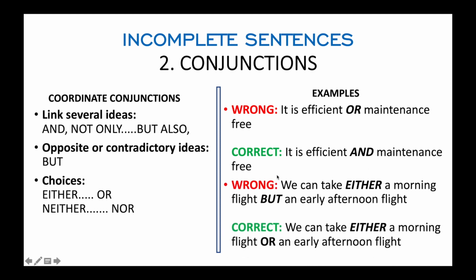The next one would be this one. So these are the wrong parts. We can take either a morning flight but an early afternoon flight. In this case, pay attention that if it is choices, it should be dealing with these options. Either should be followed by or. So you cannot put either and but over here, it should be either or, or neither nor. You can choose one of them, everybody.